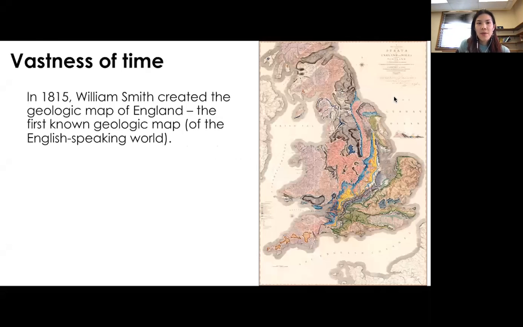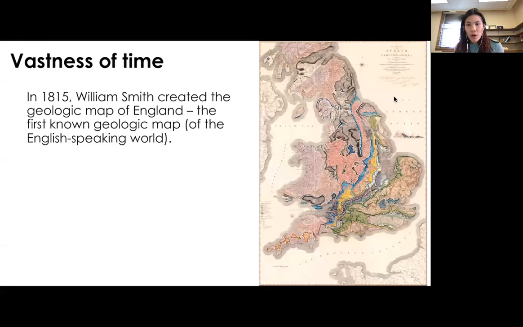So we'll start out with the recognition that time was very vast. This is something that has been known throughout different iterations, but in terms of geology, it was first conceptualized with William Smith's 1815 map of England, which is one of the first geologic maps that we know of, at least in terms of the Western world.